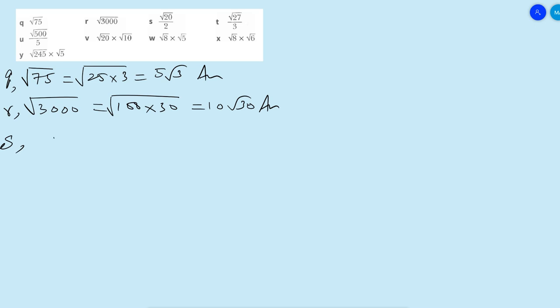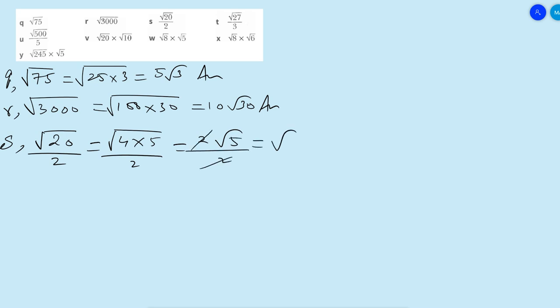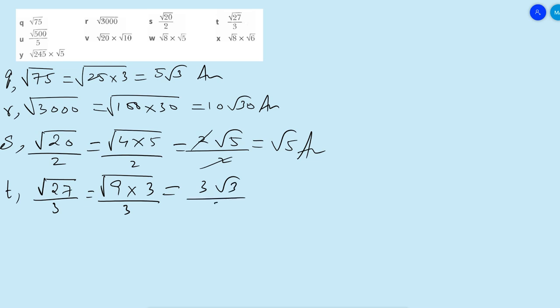S. Part S is root 20 upon 2. 20 can be written 4 into 5, root upon 2. The square root of 4 is 2. 2 root 5 upon 2, 2 cancelled by 2, answer is root 5. Answer of part S is root 5. T. Part T, root 27 upon 3. 27 can be written 9 into 3 upon 3. The square root of 9 is 3. 3 root 3 upon 3. 3 cancelled by 3. Answer of part T is root 3.